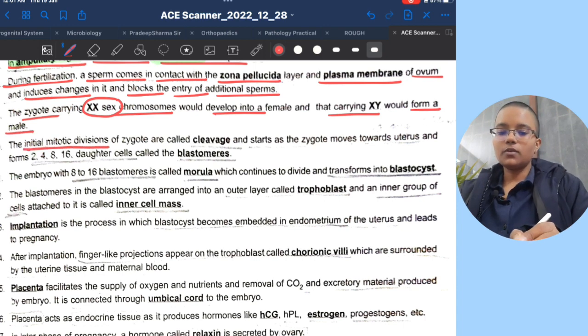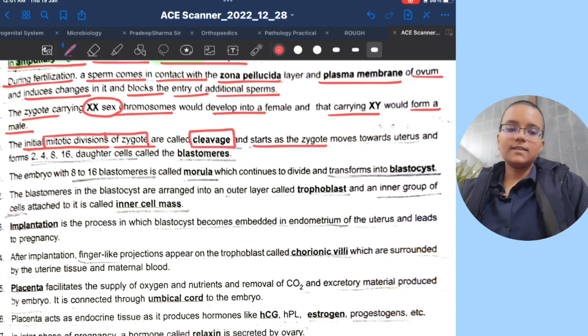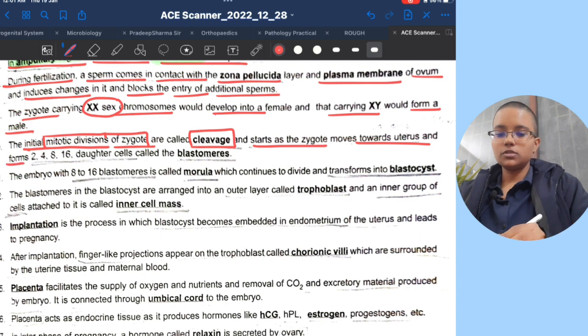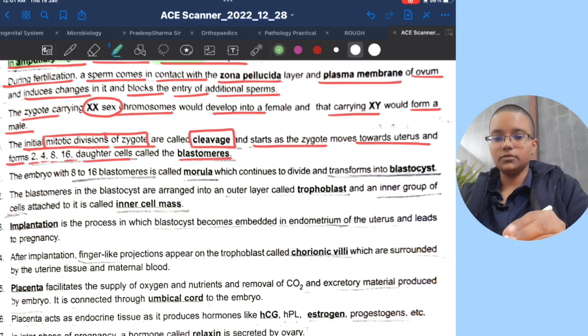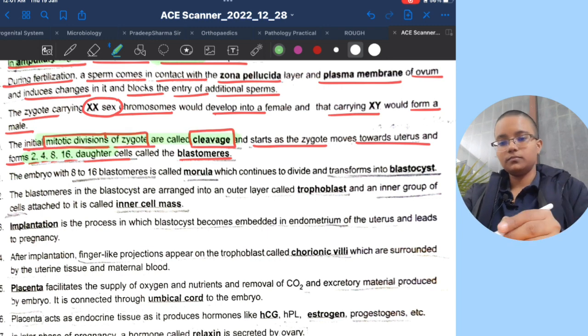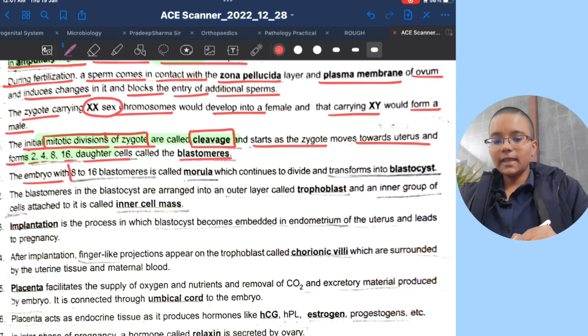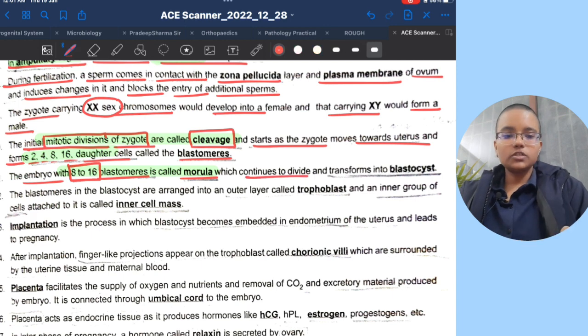The initial mitotic divisions of the zygote are called cleavage and start as the zygote moves towards the uterus, forming 2, 4, 8, 16 daughter cells called blastomeres. The embryo with 8 to 16 blastomeres is called a morula, which continues to divide and transforms into a blastocyst.